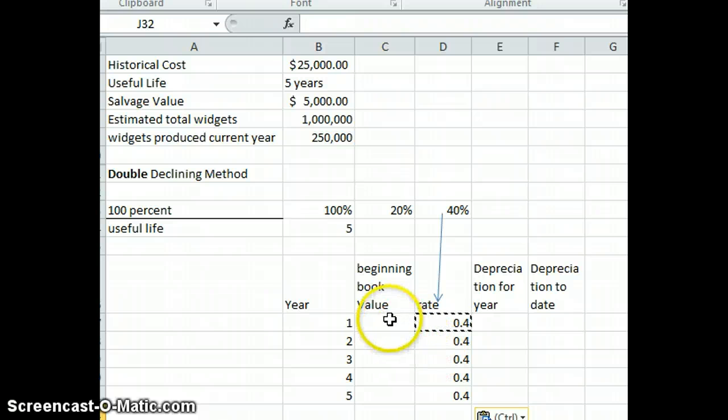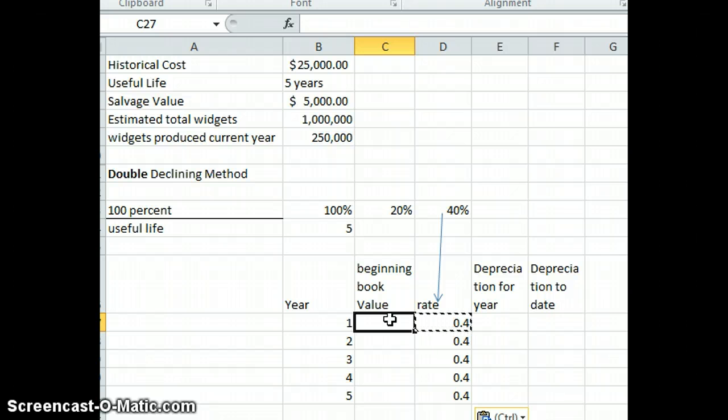The next thing we talk about is our beginning book value. Remember that book value is our historical cost minus accumulated depreciation.